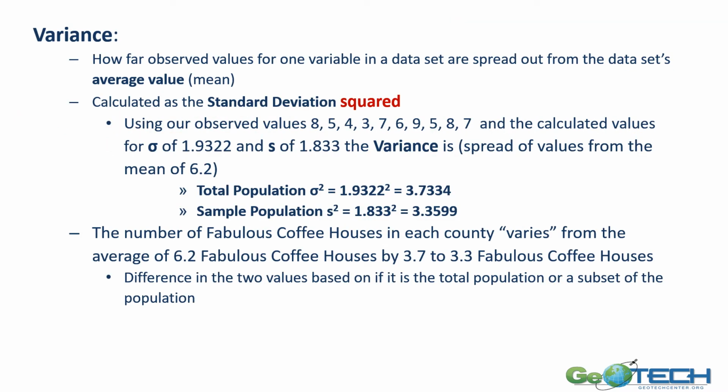So variance is how far observed values for one variable in a data set are spread out from the data set's average value or mean, and we found the mean at 6.2 previously. So I look at the standard deviation and I square it. For my sigma, I had 1.9322. For my S, I had standard deviation, I have 1.833. If I square those two numbers, I can see that my average variance for those two populations are between 3.7 to 3.3 per county.